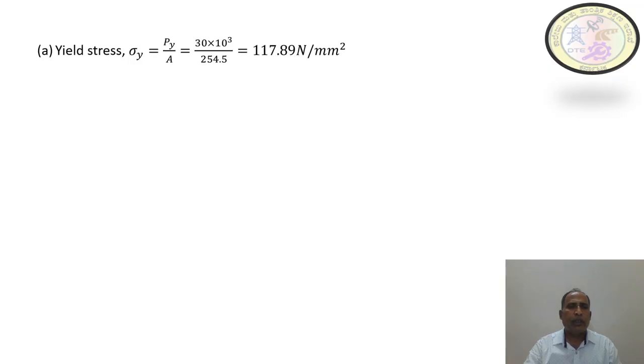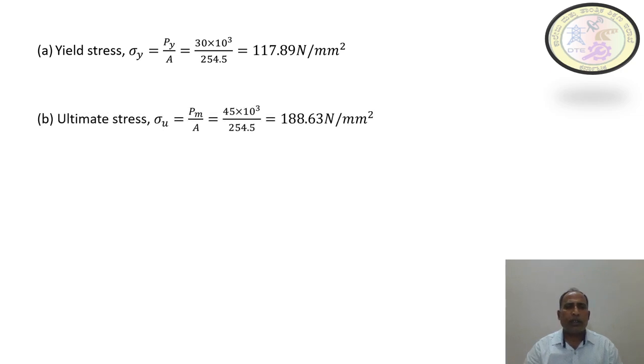Yield stress is the ratio of load at yield point to the original cross sectional area. Load at yield point is 30 kilonewton, that is 30 into 10 raised to 3 Newton, divided by original cross sectional area, 254.5 mm square. So therefore the yield stress is 117.89 Newton per mm square.